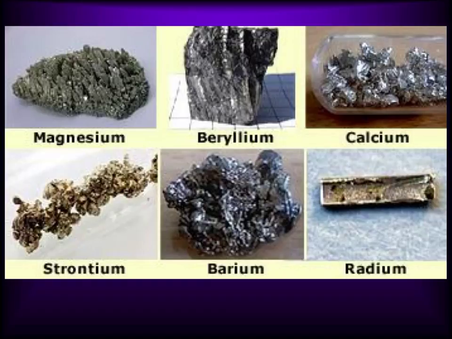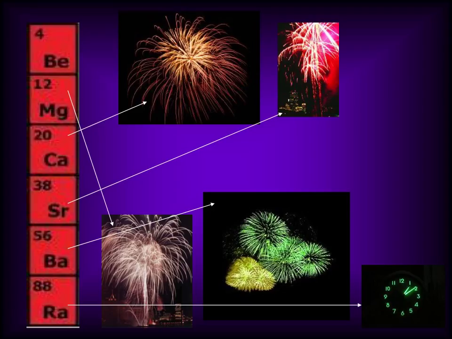All right, so here you see a picture of each of the 6 alkaline earth metals. All right, notice they tend to be silvery. They also tend to be kind of crystal-like in appearance, at least as they are right now. All right, and these tend to be not very strong metals. You don't want to necessarily use them for structural things. All right, they have many other uses.